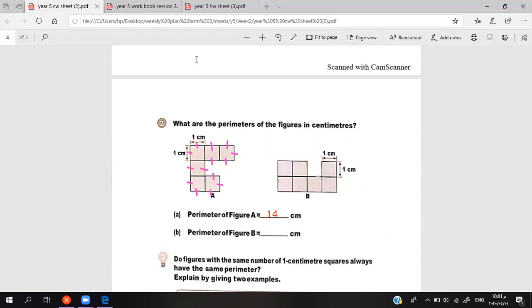Here let's count: 1, 2, 3, 4, 5, 6, 7, 8, 9, 10, 11, 12, 13, 14. So this shape also is 14.